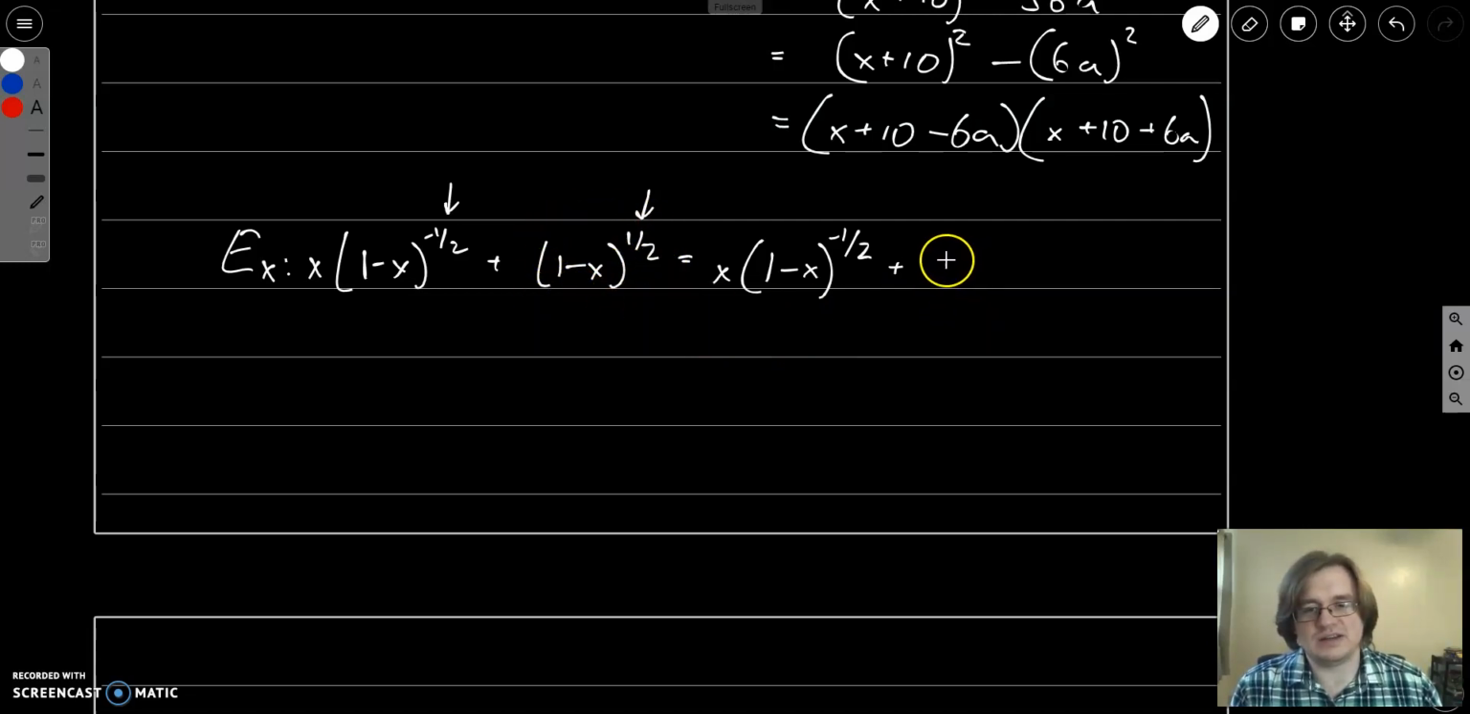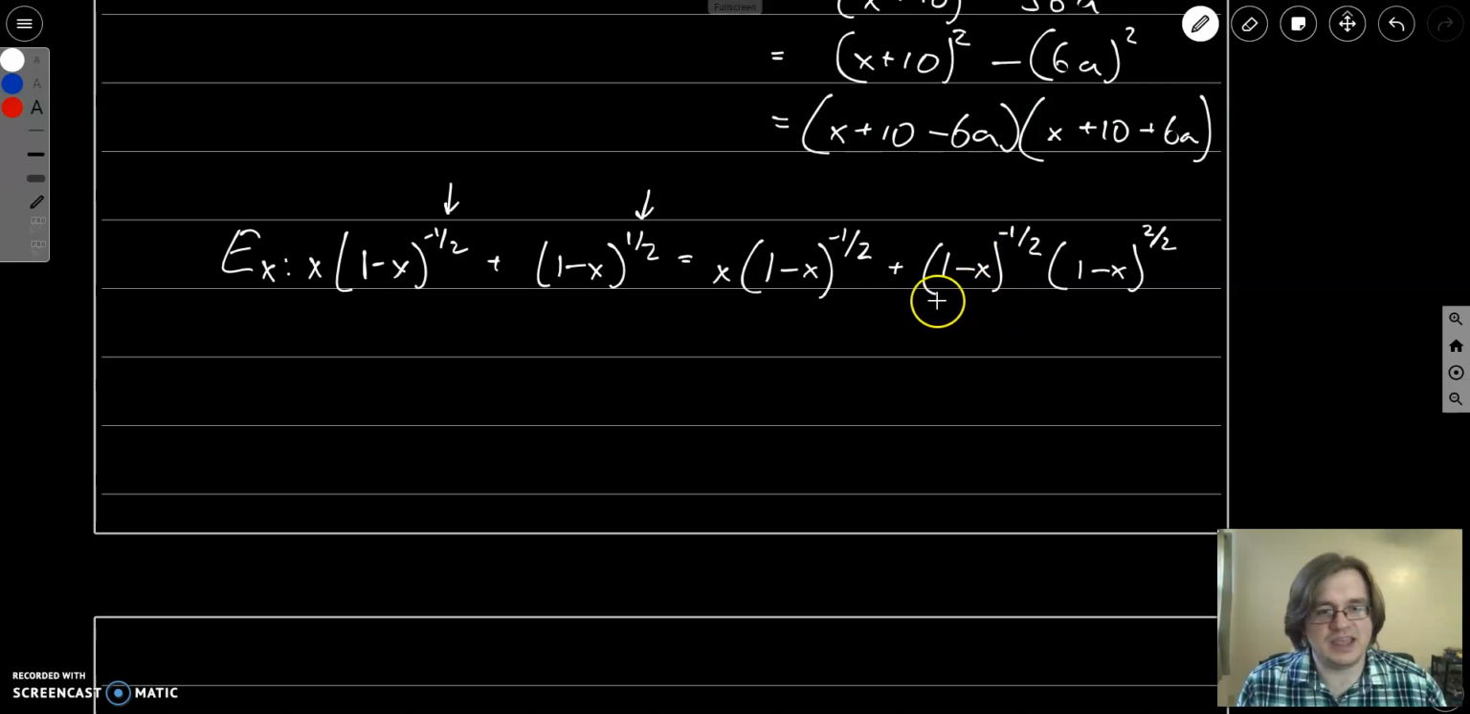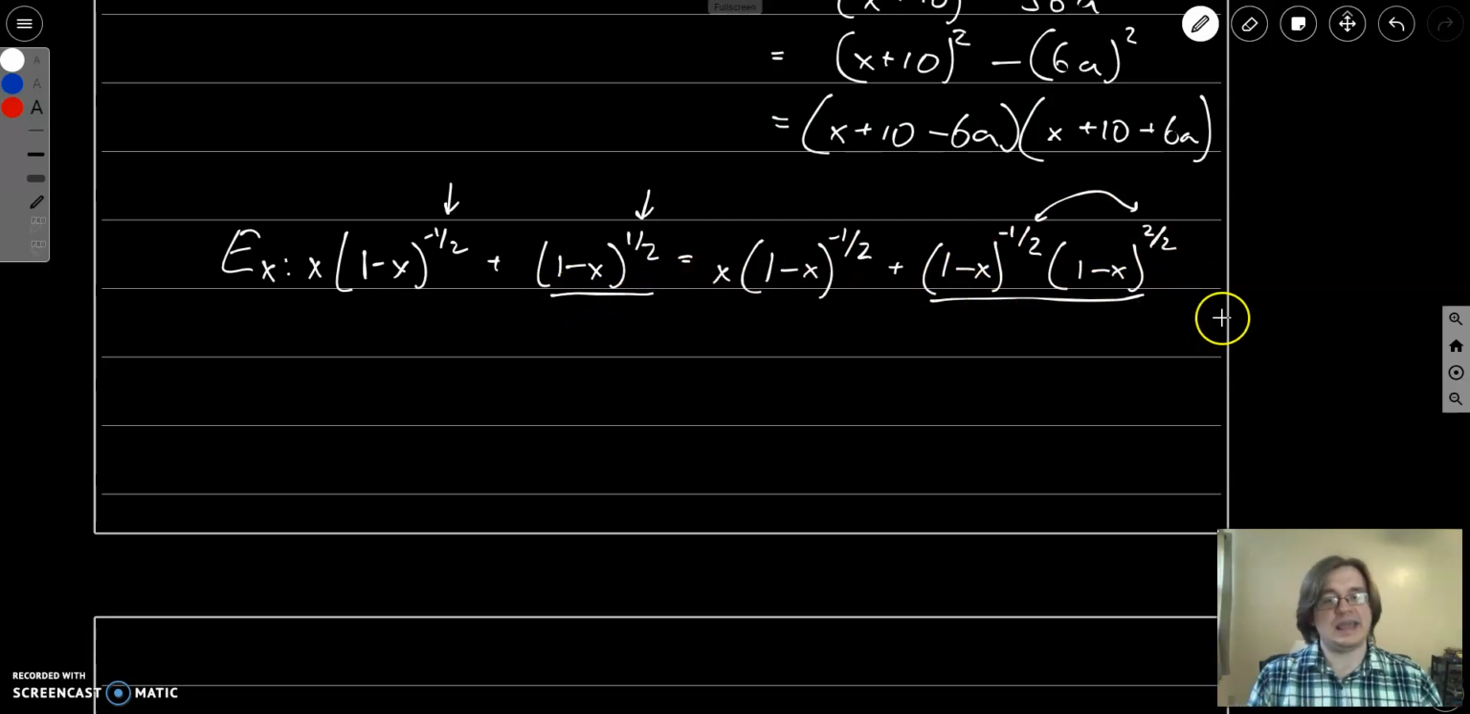So I'm going to write this down in a slightly funny way. I'm going to take 1 minus x to the negative 1/2 power and 1 minus x to the 2/2 power. Again, what you'll notice is that if we were to multiply these together, when you multiply two things with the same base, you add the exponents. Well, what's minus 1/2 plus 2/2? Oh, it's the 1/2 that we saw from before. So this term here is exactly the same as this term. I haven't changed anything, just the way it looks.